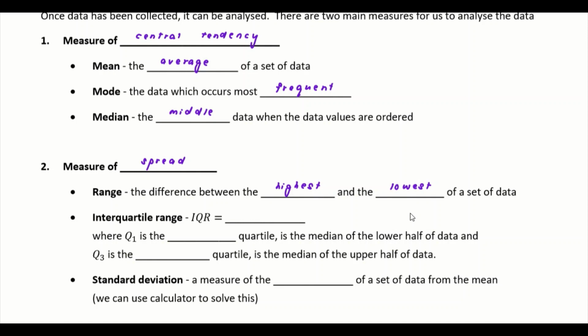All right, so I can get a range, for example, by finding the lowest height in the class and the highest height in the class. Okay, then when I subtract them from each other, I get my range.